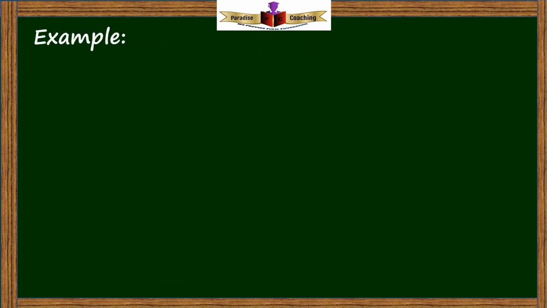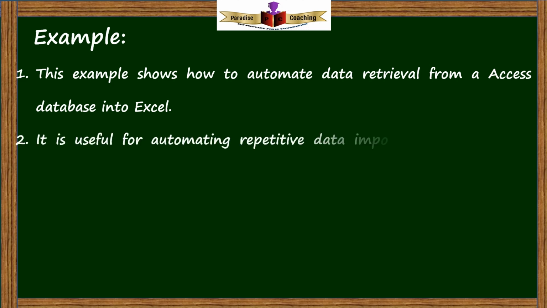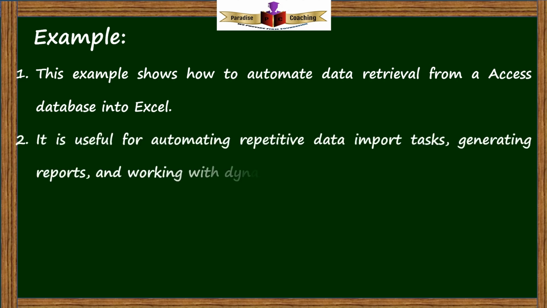The following example will be used for demonstration. This example shows how to automate data retrieval from an Access database into Excel. It is useful for automating repetitive data import tasks, generating reports, and working with dynamic data sets.